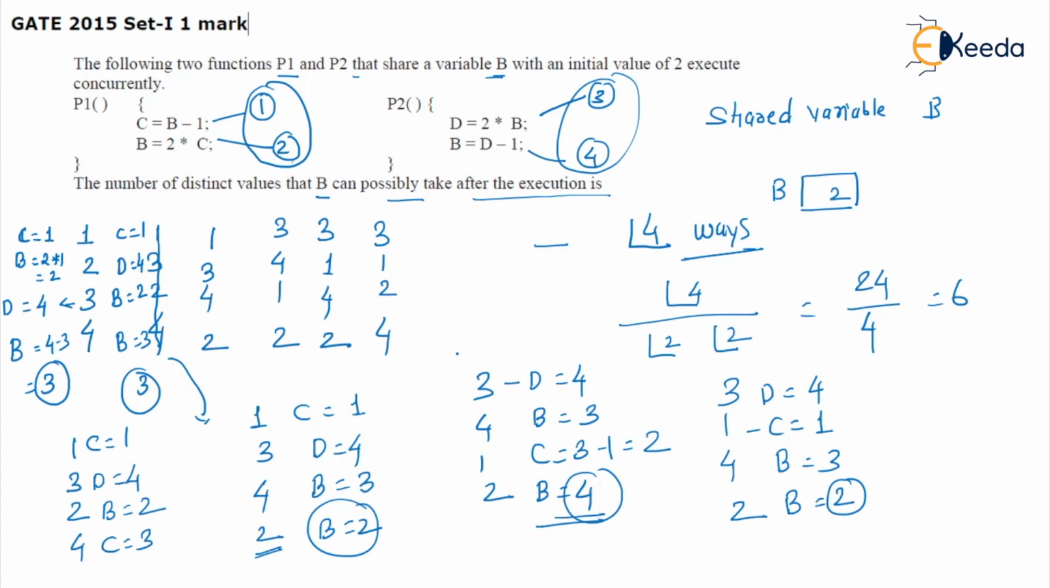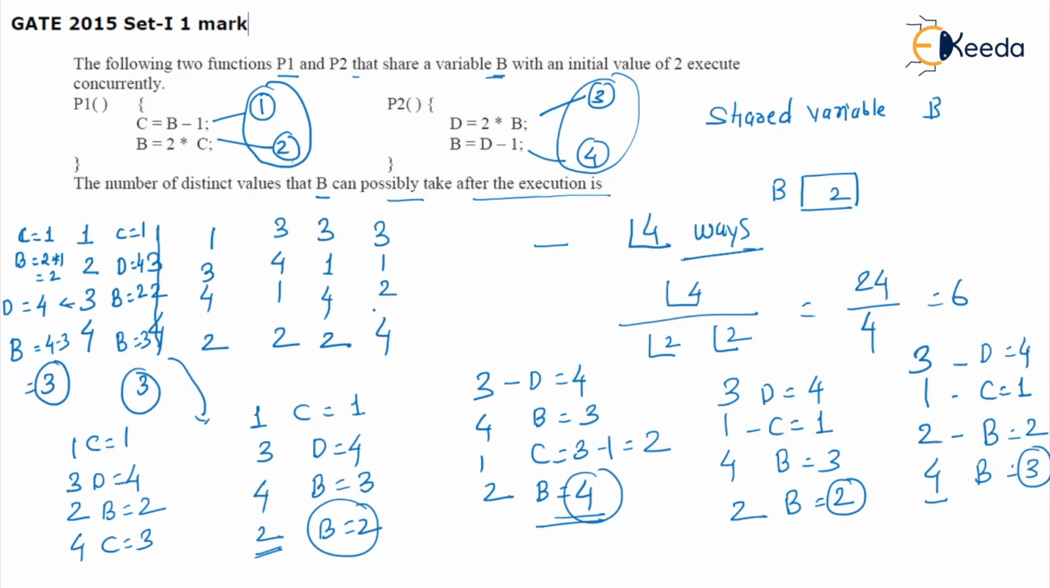Okay, so how many have I done? 1, 2, 3, 4, 5. Last one. 3, 1, 2, 4. 3 will make D is equal to 4. 1 will make C is equal to 1. 2 will make B is equal to 2. And 4 will make B is equal to 3.